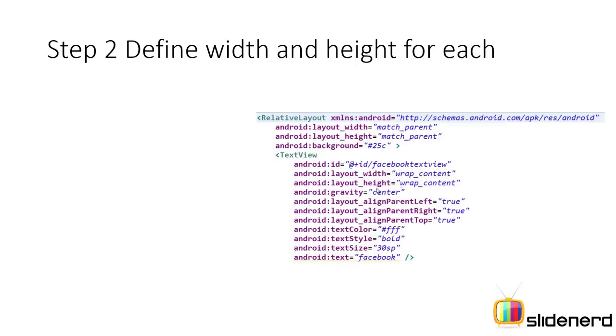Width and height for each. Now if you guys see the XML over here, it's pretty simple. You have layout width is match parent, layout height is match parent, and again for the text view you have some layout width and some layout height, right? It's compulsory to give layout width and height for each of the controls, whether they are views or view groups.